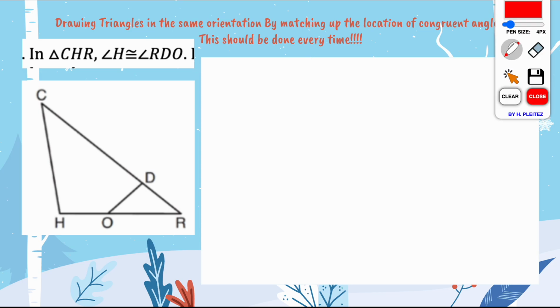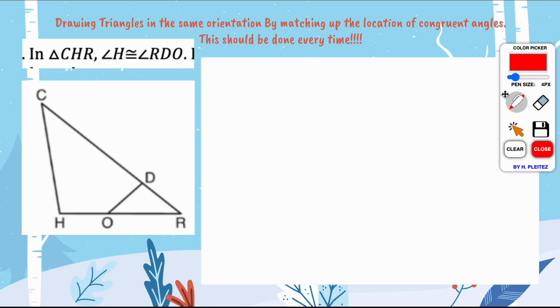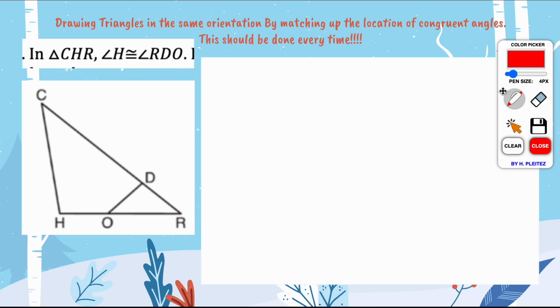All right, this is a slightly more complex diagram, but this is going to be a case where the letters of the triangles are not written out for us. So this is where we're going to be matching up the location of the congruent angles. So again, redrawing our triangles, if they are not in the same orientation, this needs to be done every time. Because if you don't, you're doing yourself a disservice because you're making yourself more likely to make a mistake. So let's label our given info. We have that in triangle CHR, angle H is congruent to angle RDO. And that's all we're given right now.